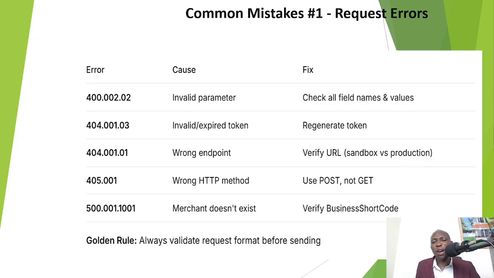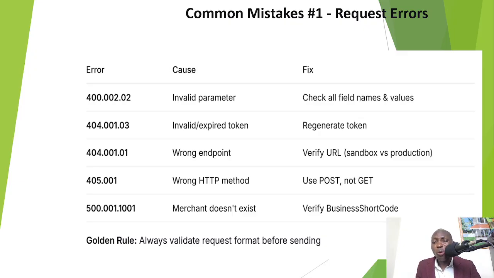405, anything 405, this is a wrong HTTP method. Maybe you are using a GET. Just use a POST. Don't call the API support. 500.001.1001, merchant does not exist. So you verify this business shortcode, and mostly this last error you will get in production when you use a wrong business shortcode. You have provided a shortcode on your request, but it does not exist on the M-PESA portal. So you will get this error.